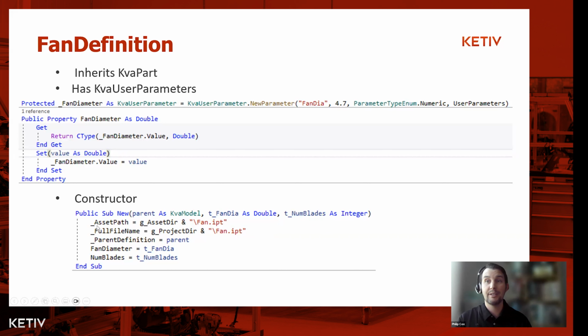That's not implemented in this class. It's implemented in the KVA model. Same with full file name. Same with parent definition. But then we go ahead and set the fan diameter and number of blades. Notice that there's no underscore, right? We talked about that because we have to set it through the public, not straight to the protected in this version. Okay, so there's the constructor.